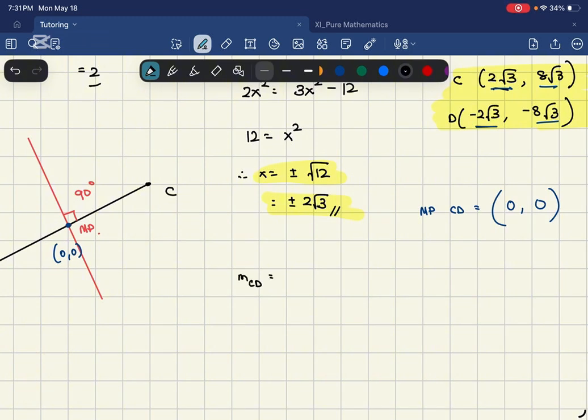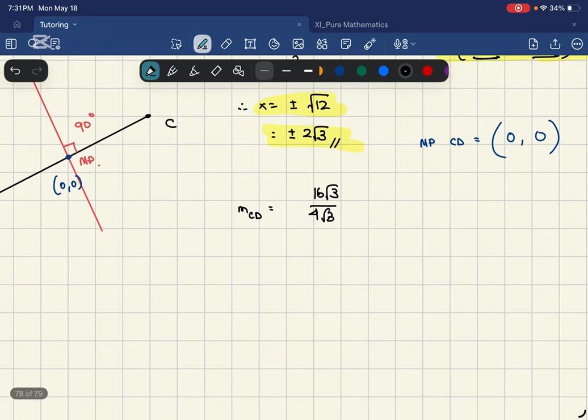So this pink line, because it's perpendicular, they must satisfy this: m of CD times m of this new pink line must be equal to -1, right? So we are going to use that. So now we need to find the slope of CD. That is going to be y2 minus y1. So let's pick this y2, this is y1, so you're going to get 16 root 3. This is y2 minus y1. x2 minus x1 is going to give you 4 root 3. And that is just going to be 4.